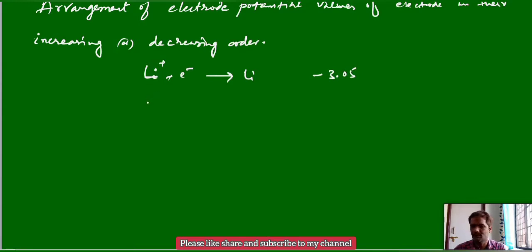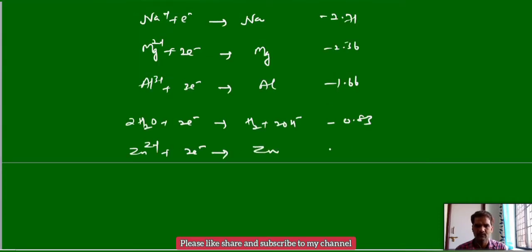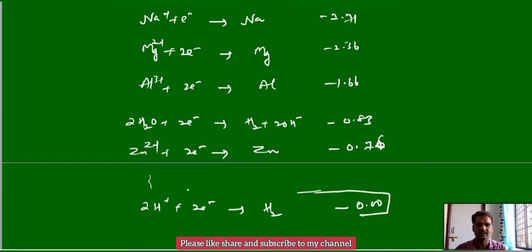No need to take the entire table, and also no need to remember this. Mostly they will give it in the question itself. In the question, apart from these electrode potential values, you can observe sodium, potassium. Yes, we are taking the reduction potential values. Zinc reduction potential value, hydrogen reduction potential value, this is 0. This is the reference value.